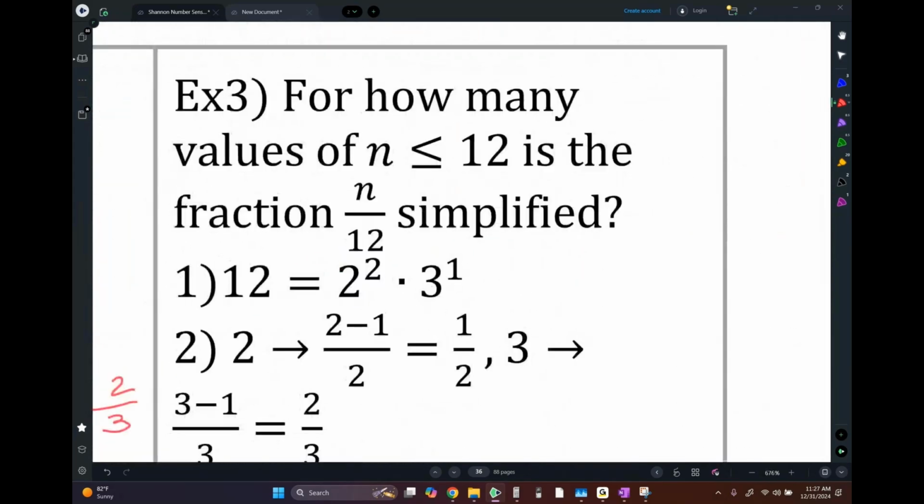Now listen, if they say how many fractions can you write that are simplified with n over 12, that's the same thing as saying relatively prime, right? 1/12 is simplified. 5/12 is simplified. 7/12 is simplified. And 11/12 is simplified.